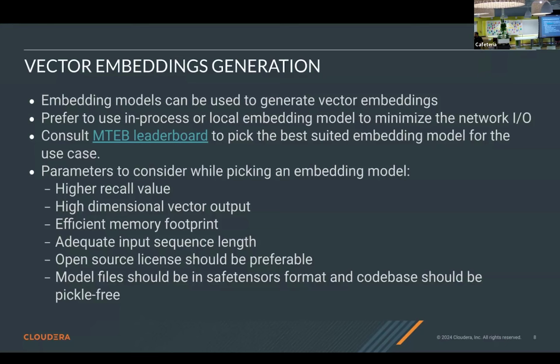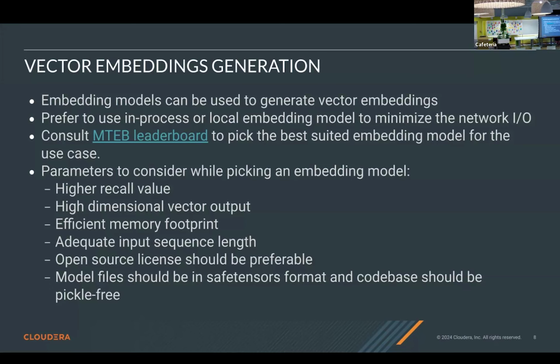And then there are some parameters we need to consider while selecting embedding models from the MTEB leaderboard. One of them is that it should have a high recall value. By recall value, I mean the embedding model should return more relevant results out of the total results it fetches from the database. So it's kind of a ratio of relevant results over the total results. And a higher dimensional value. Why higher dimensional output? Because the more dimensions there are, the more precise information from the text is translated into vector-based embeddings.